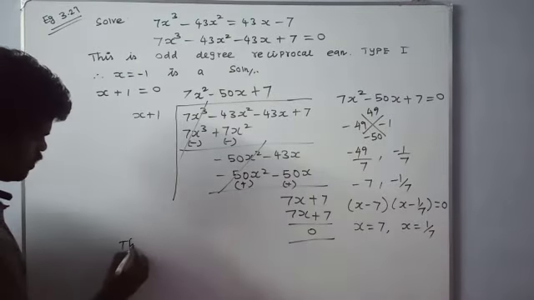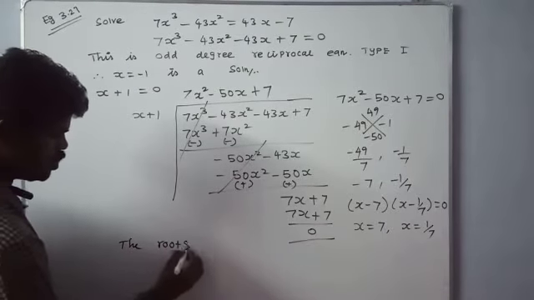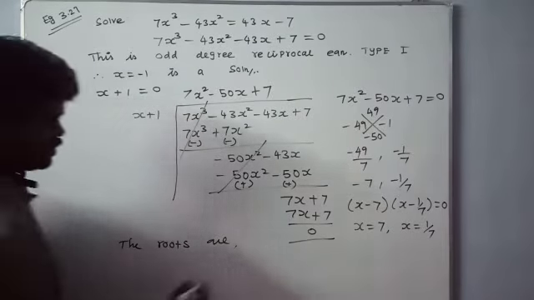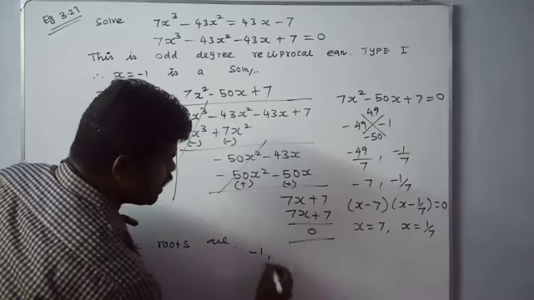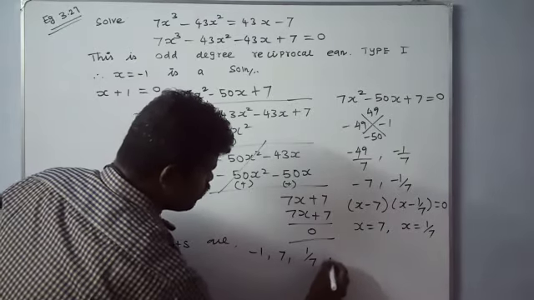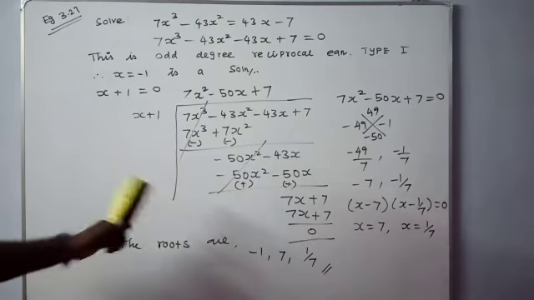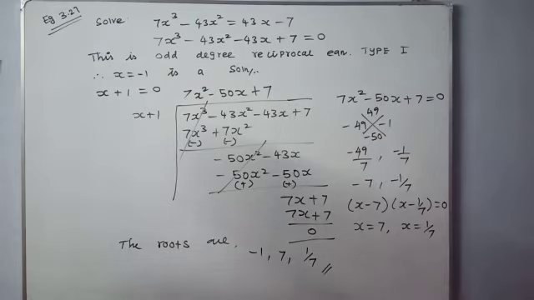What are the roots? The roots are, already x equal to minus 1 is the root. The roots are minus 1, comma 7, comma 1 by 7. These are the three roots of the polynomial. Okay, refer the sum and we go to the next sum.